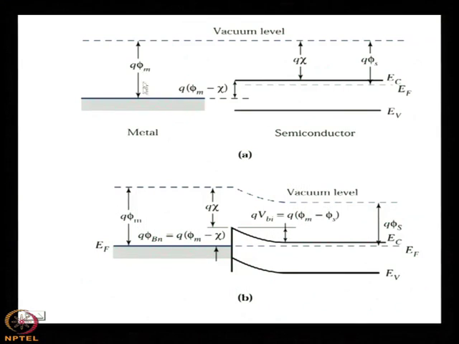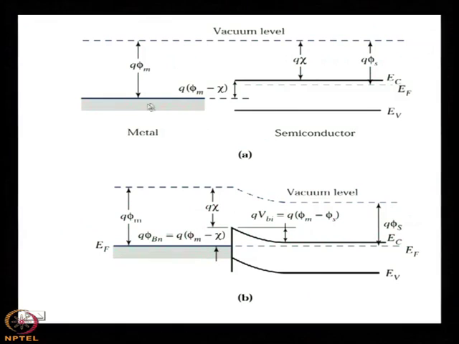So, this phi m is the metal work function, and that is the energy required to emit an electron from the metal surface to the vacuum level. That is the energy which is required to emit an electron from the surface of the metal to the vacuum level. Now, what is the vacuum level?